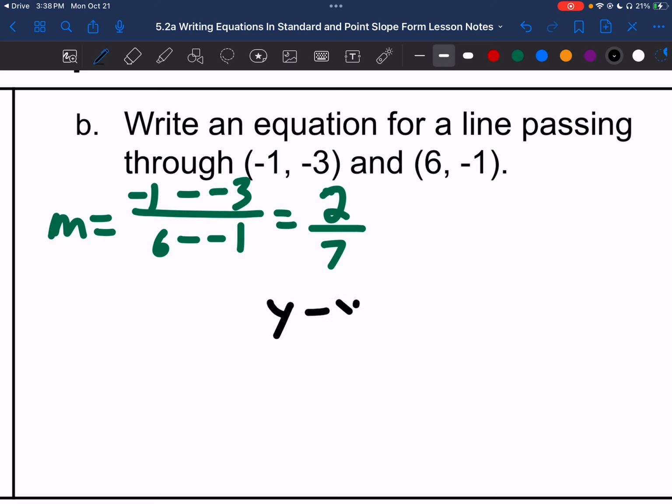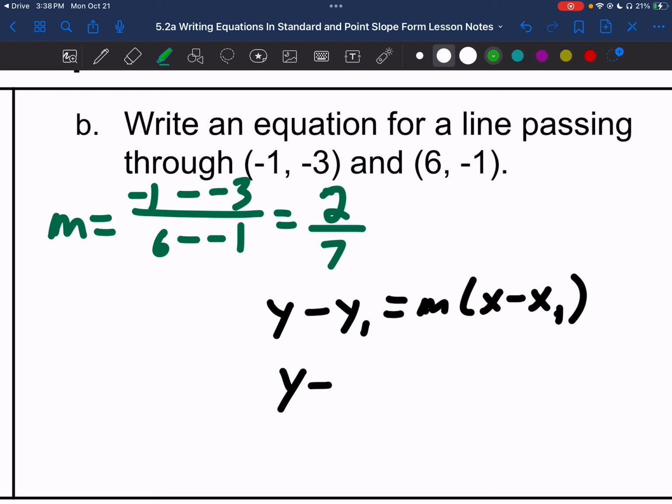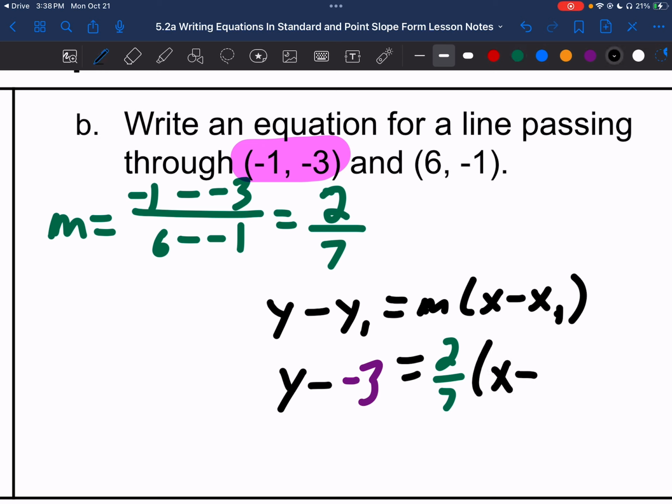So y minus y1 equals m times x minus x1. And we substitute in the values we know. y minus, I'm going to use the first point, just so we're being clear. I'm going to use that as my y1. So we've got y minus -3 is equal to my slope, 2/7, times x minus -1.